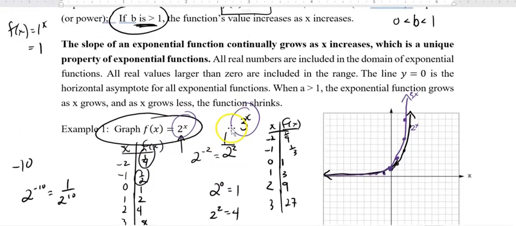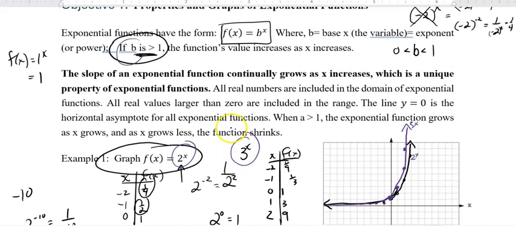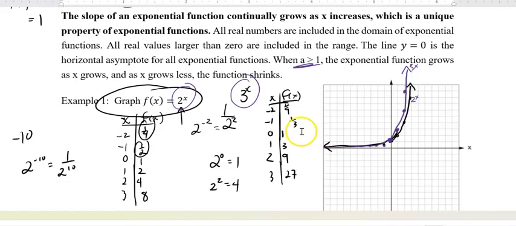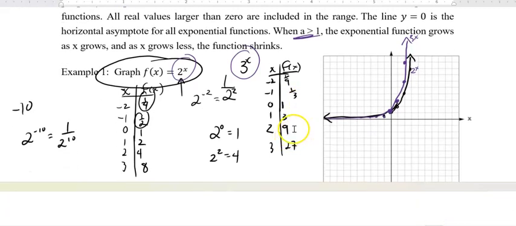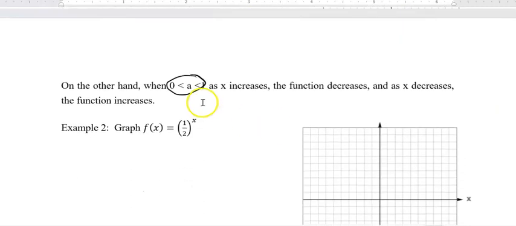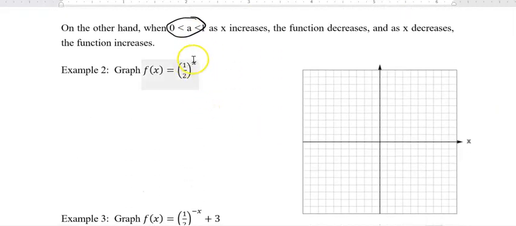Something I just noticed in my notes, I used B here and then I switched to A. All right, so let's just make a note of that. A and B are used the same thing. I should have just kept it at B. All right, so in the next video, we're going to look at what happens when A is less than 1.